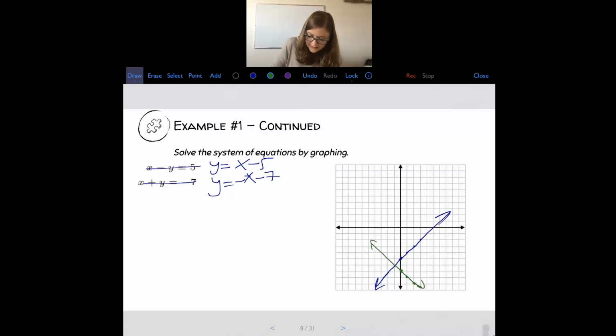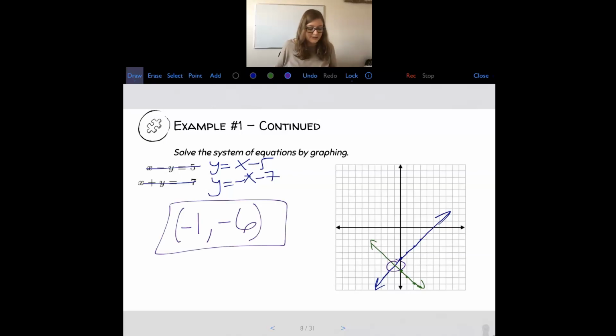Okay, and these lines intersect right here. So the solution of the system is the coordinates of this ordered pair. The x value is -1 because we move 1 to the left of the origin, and the y coordinate is -6. So -1, -6 is our solution to this system. And the solution is written as an ordered pair because we are talking about a point on the coordinate plane where these two lines intersect.